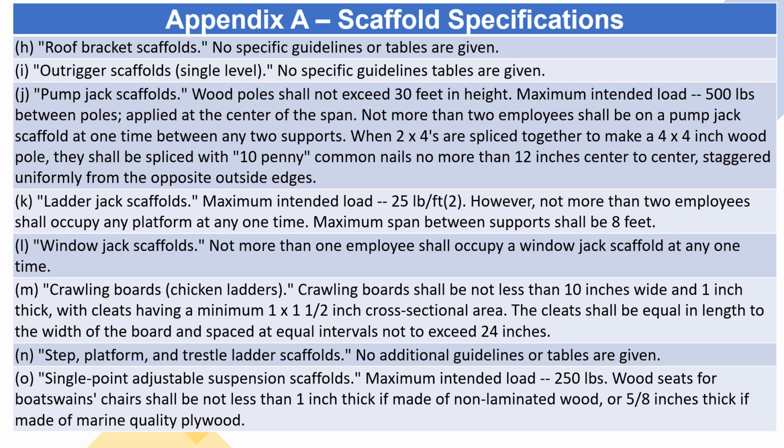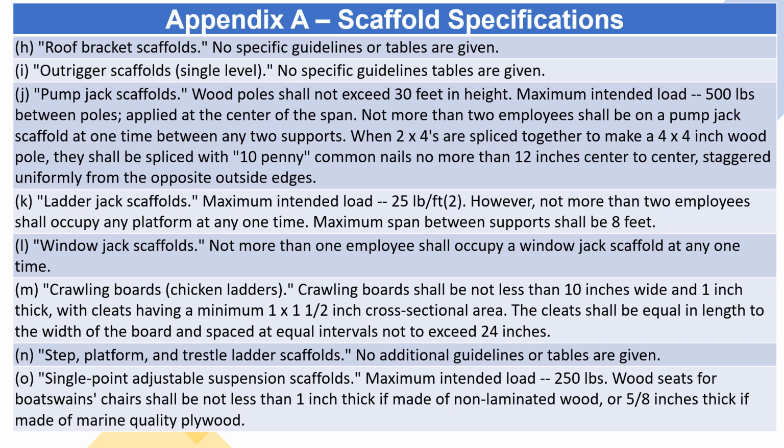J. Pump jack scaffolds. Wood poles shall not exceed 30 feet in height. Maximum intended load 500 pounds between poles, applied at the center of the span. Not more than 2 employees shall be on a pump jack scaffold at one time between any 2 supports. When 2x4s are spliced together to make a 4 by 4 inch wood pole, they shall be spliced with 10 penny common nails no more than 12 inches center to center, staggered uniformly from the opposite outside edges.